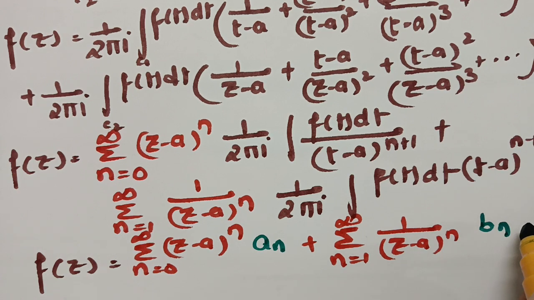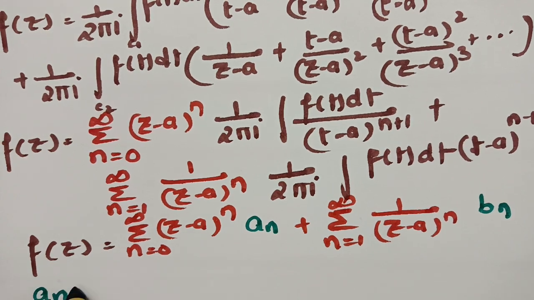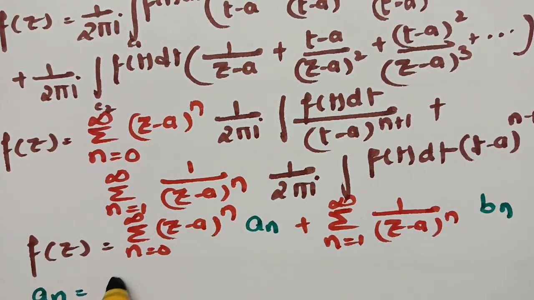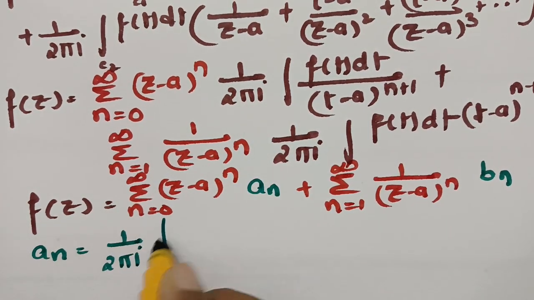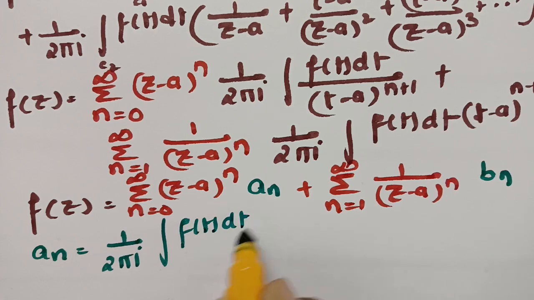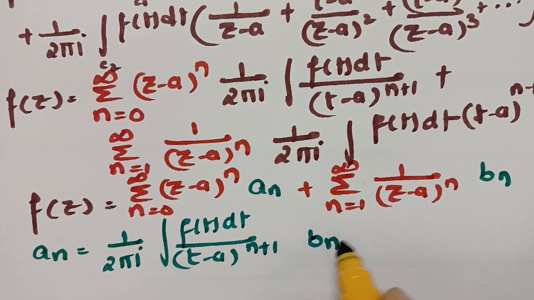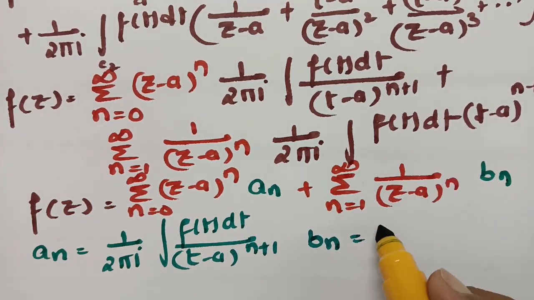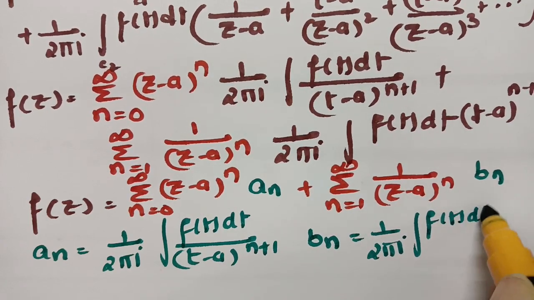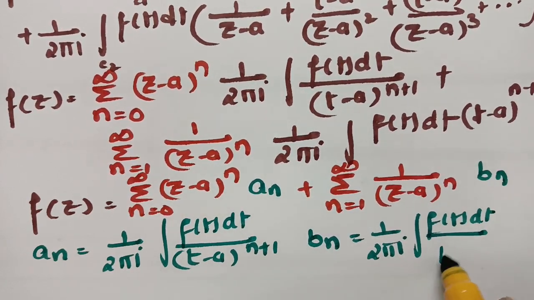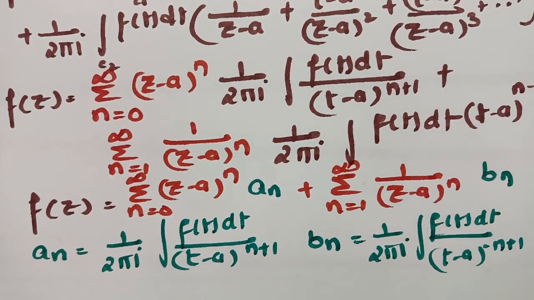See here, an and bn, where an can be written as, so what is an here? an is equal to the whole thing, that is 1 by 2 pi i times the integral f of t dt by (t minus a) power n plus 1. Whereas bn is equal to 1 by 2 pi i times the integral f of t dt by, if I get it down, (t minus a) power minus n plus 1. Clear?